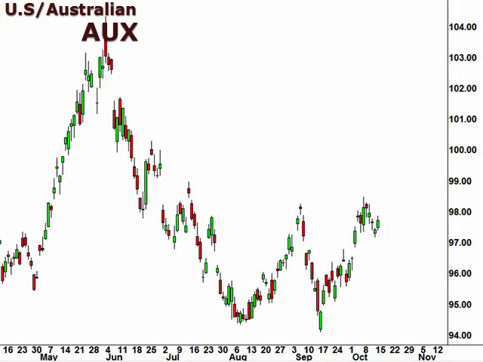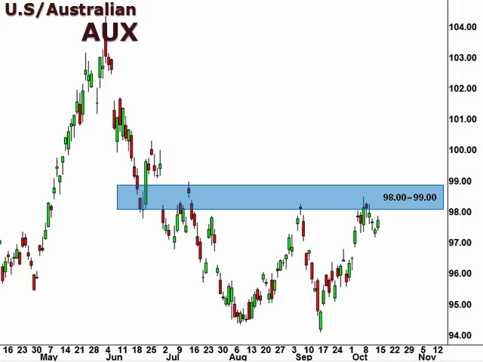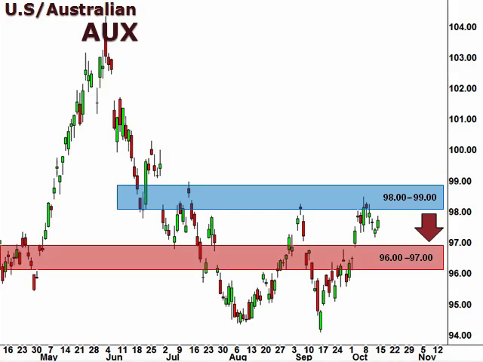Next up, the AUX, the US dollar versus the Australian dollar. The AUX retraced lower as expected after hitting resistance at 98. A break back above 98 suggests a continuation higher. 96.97 should provide near-term support to any further pullback.